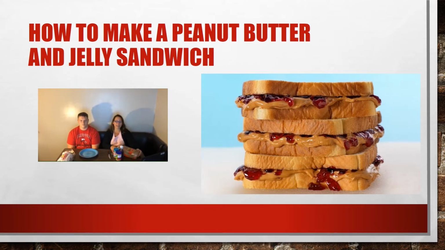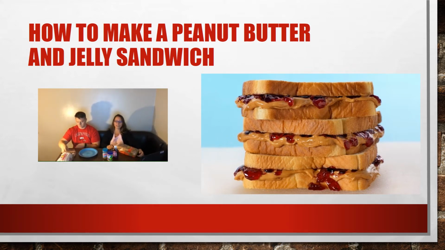The last 4 things that we're going to need to make the peanut butter and jelly sandwich are a jar of peanut butter, and you can choose your favorite. Today we have creamy and crunchy. You're going to need some jelly, a butter knife to help spread the peanut butter and jelly, and a plate to make the sandwich on.